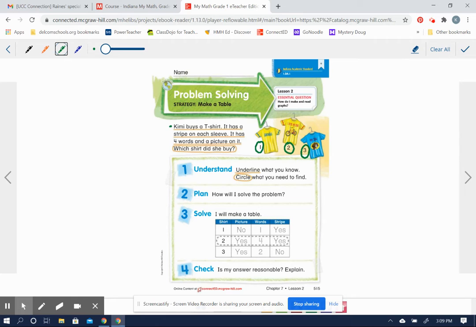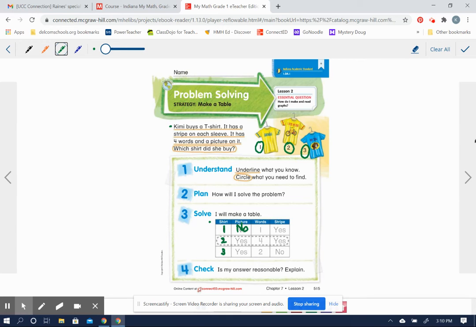So make a plan. That means how are we going to solve this problem? Well, today we're working on making a table. So we're going to try to solve this problem by making a table. And so down here by number 3, that's what they've done. Shirt number 1, shirt number 2, and shirt number 3, and then we're going to answer some questions about those shirts. With shirt number 1, is there a picture on it? No. Well, you don't have this paper, but I'm going to trace that.